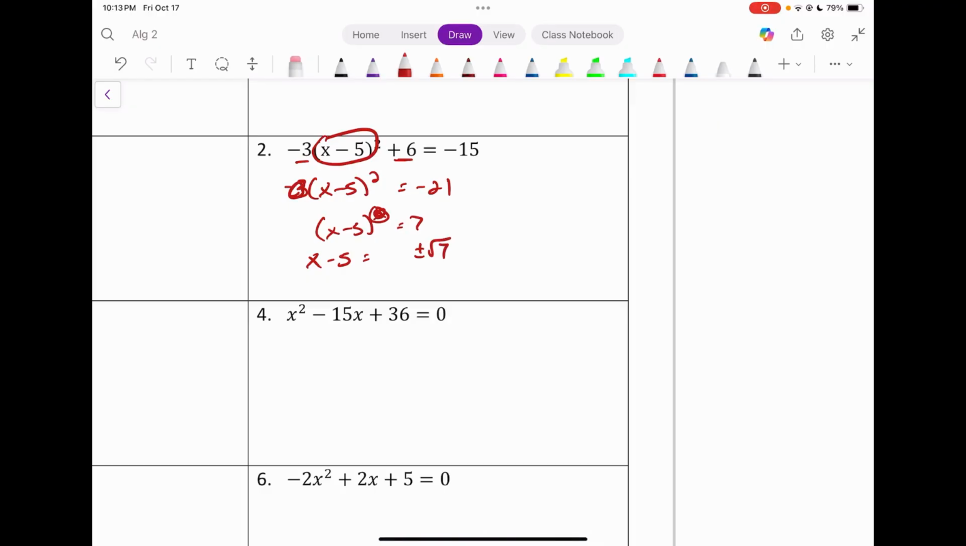We don't know the square root of 7, we can leave it. If it's something we can simplify, we can try to simplify and try to split it. We can. Last step, move the 5 over, and you got your answer. 5 plus and minus root 7.